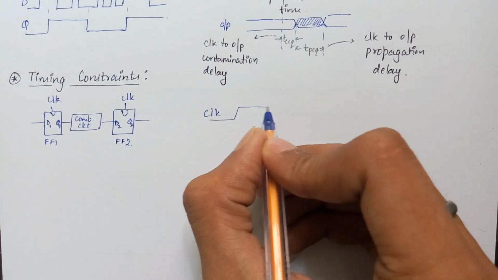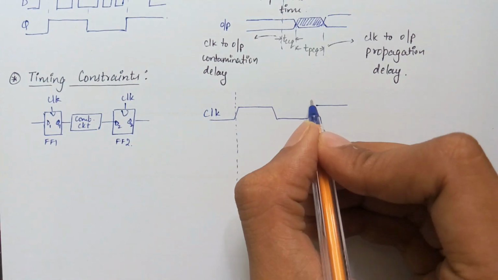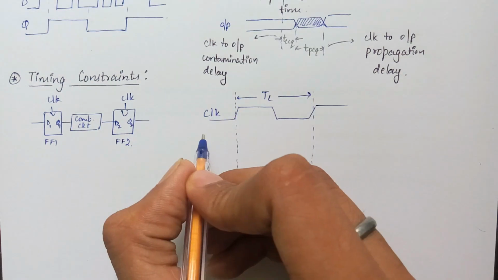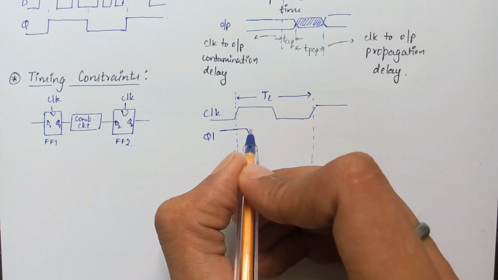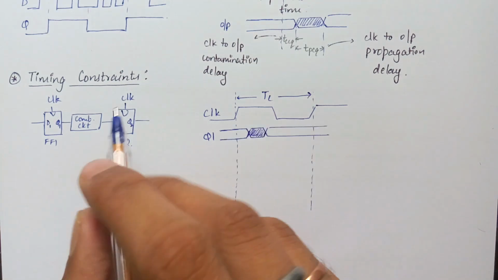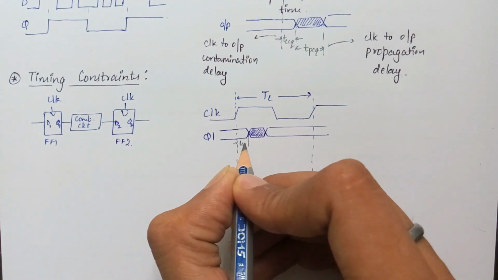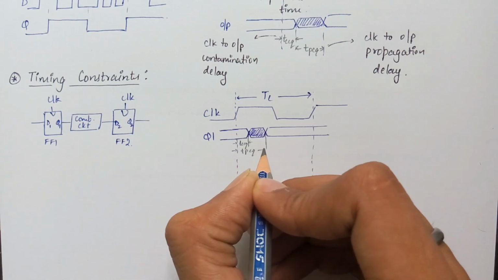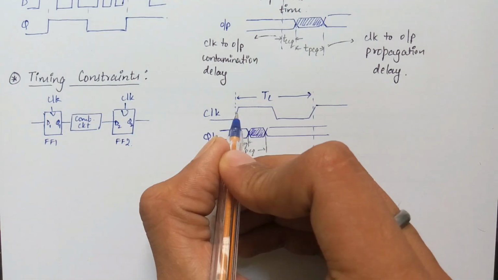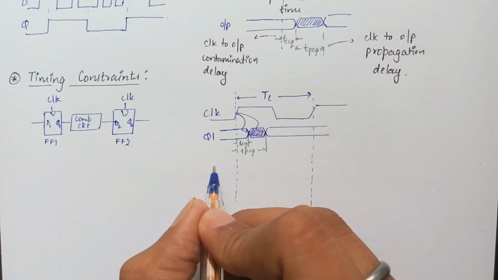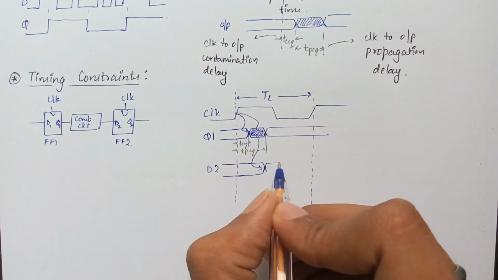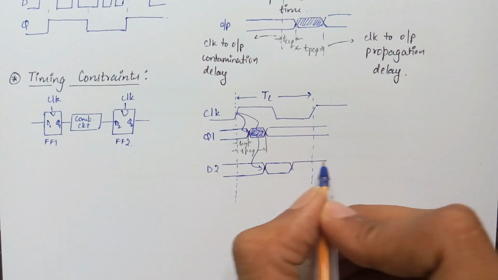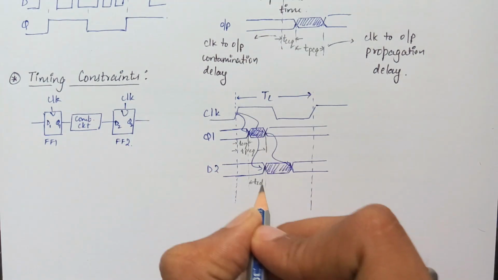Let's draw its timing diagram. Output Q1 of flip-flop 1 starts to settle after TCCQ and settles at TPCQ. D2 starts to change with respect to Q1 after contamination delay and settles after propagation time.